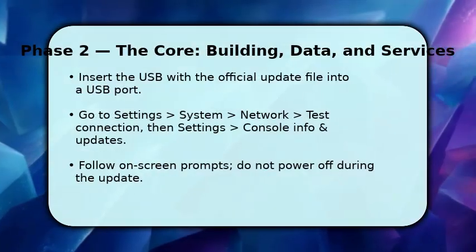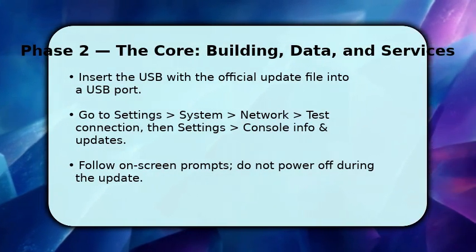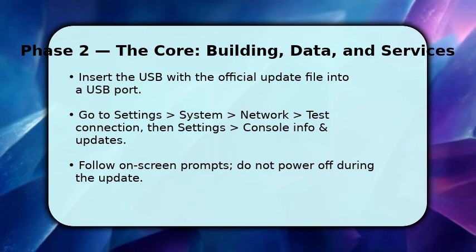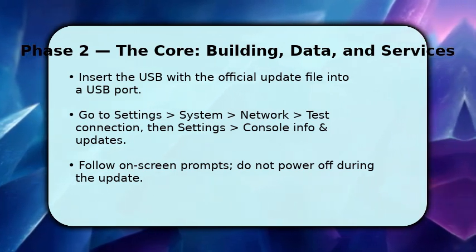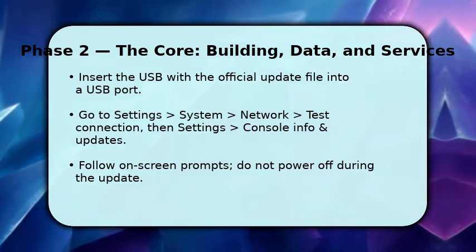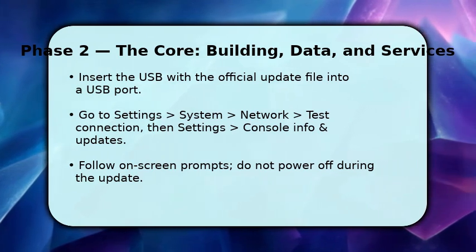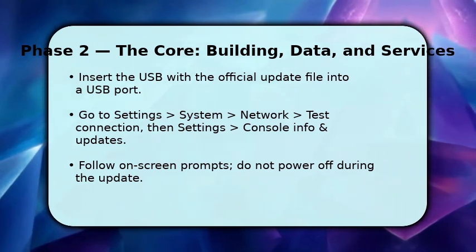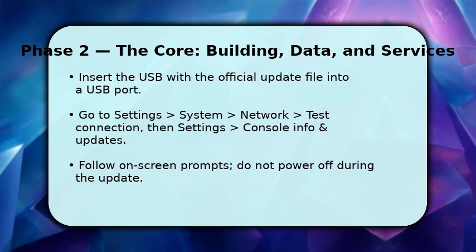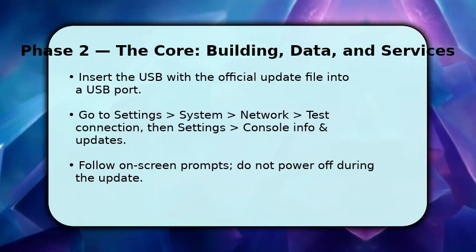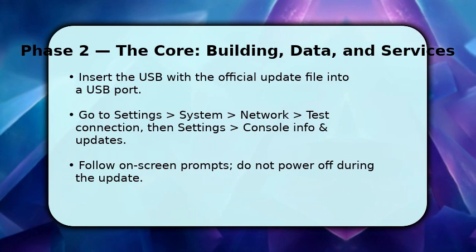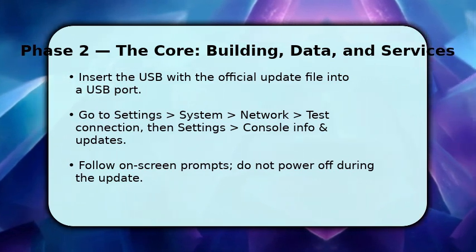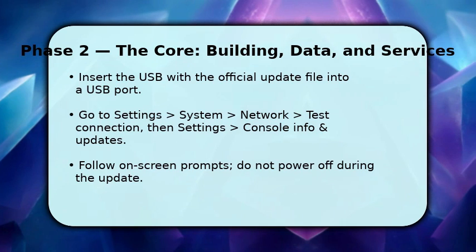With the USB inserted or online, navigate to Settings and run a connection test so downloads are stable. Then go to Console Info and Updates. The console will detect an official update on USB or via Xbox Live. Follow the on-screen prompts to install. This can take 10-30 minutes, so be patient. Don't interrupt power or eject storage during the process, because corrupted installs create more work.